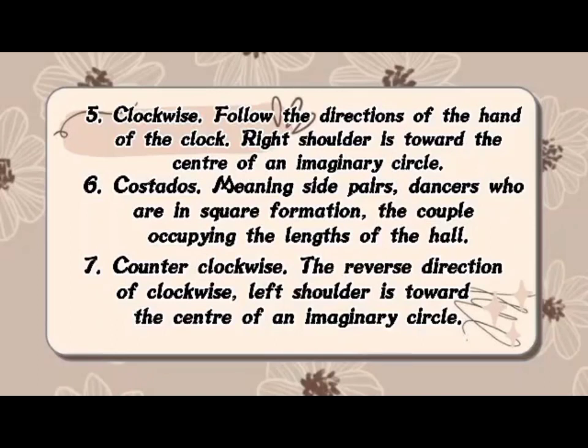6. Costados, meaning side pairs. Dancers who are in square formation, the couples occupying the lengths of the hall. 7. Counterclockwise, the reverse direction of the clockwise. Left shoulder is toward the center of an imaginary circle.